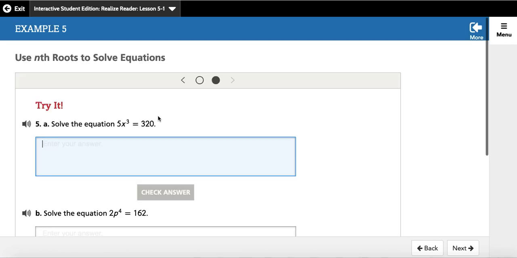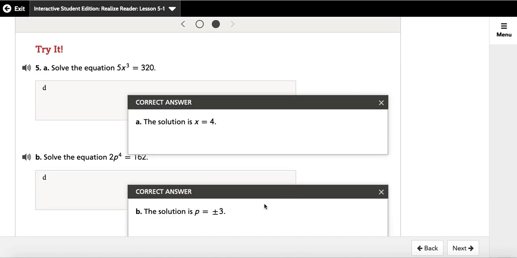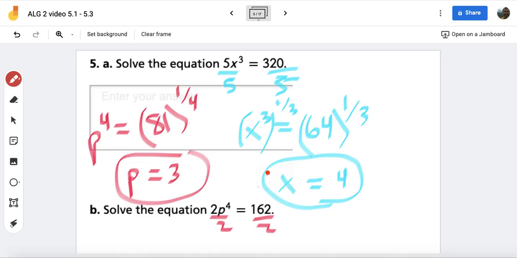Let's see what they wrote. 4 and positive or negative 3. Let me go back and see why it's positive or negative. Because it was an even root. When it's an even root, you could have positive or negative for the value.